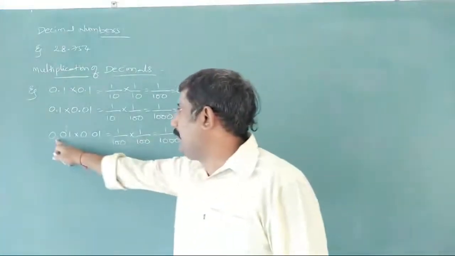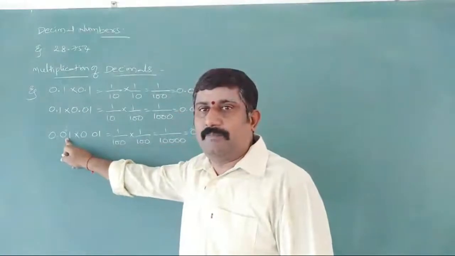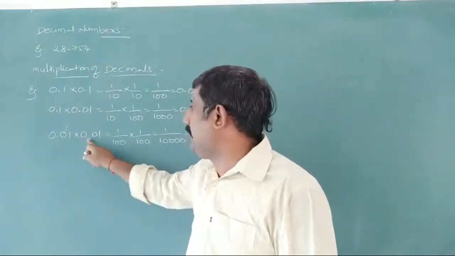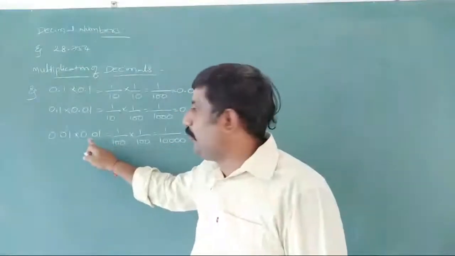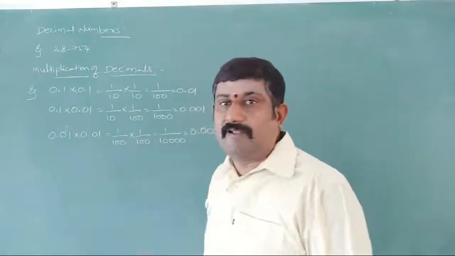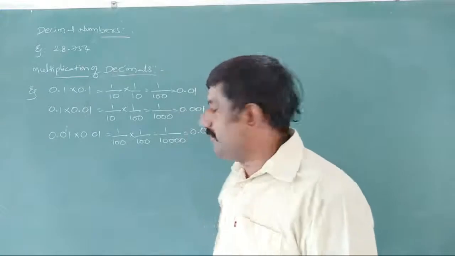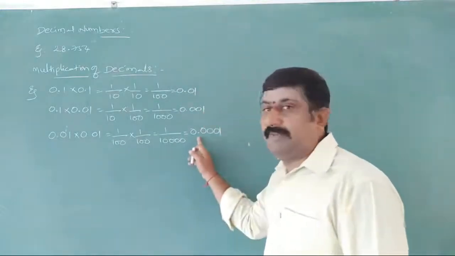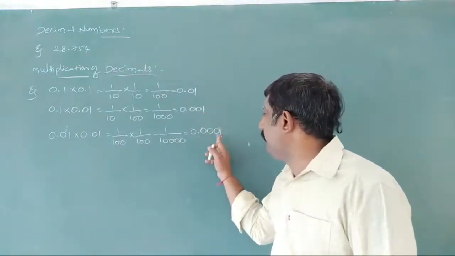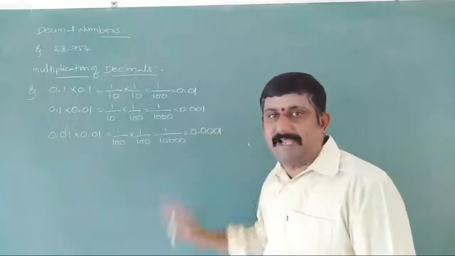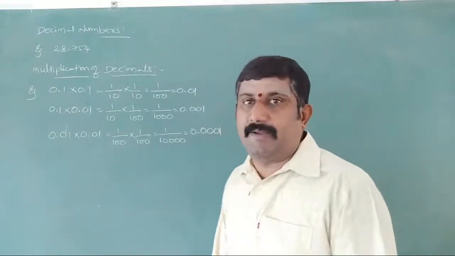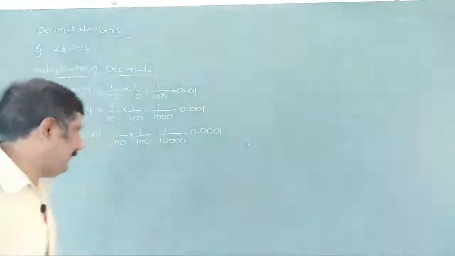Next, here also. After the decimal we have 2 digits, and after the decimal we have 2 digits. So the numerical values are 1 and 1. 1 ones are 1 again. But 2 plus 2 is 4 digits. So we should get 4 digits after the decimal, nothing but before 1 I am going to give 3 zeros. This is the direct method. Let us take some examples so that you may understand very easily.